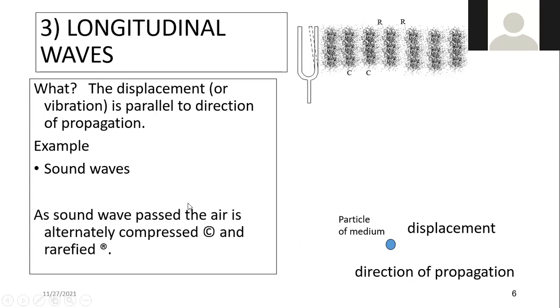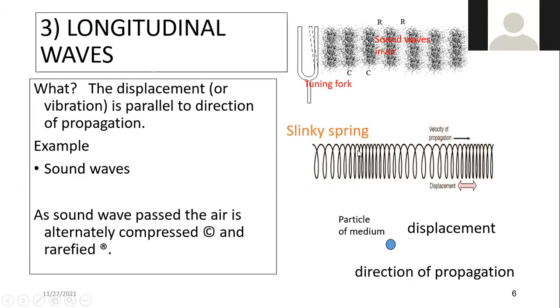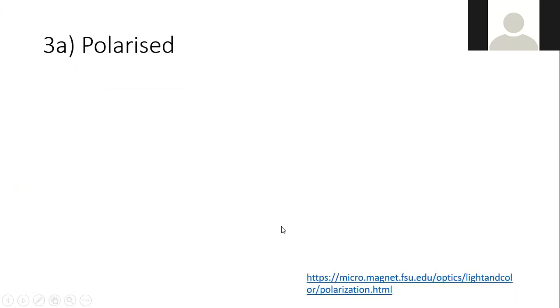So sound wave passes through the air alternately: compression, you see compression, C, and rarefaction, R. We'll define these further. That's your tuning fork. So you can use a slinky spring. Move the slinky spring to and fro, that's the vibration. If you are required to draw, that's your vibration or displacement, and that's the direction of propagation. That's how you draw it.